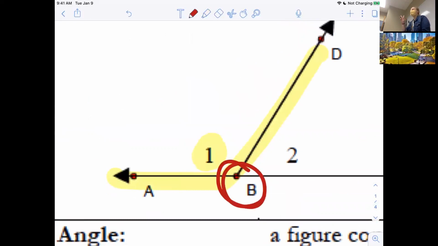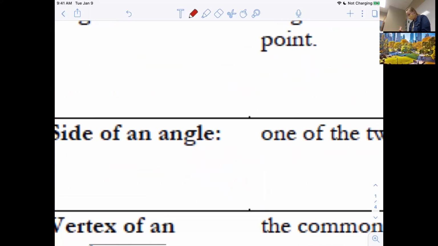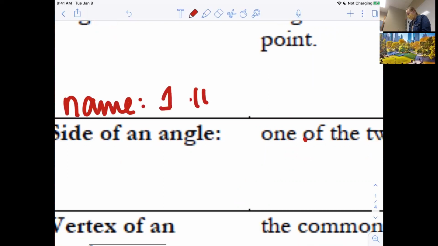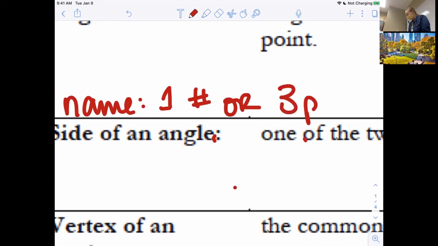There are 2 different ways we can name an angle. You can either name it by the number or by the 3 points that are on it. Let me go write that down here. You name it either by one number or 3 points.